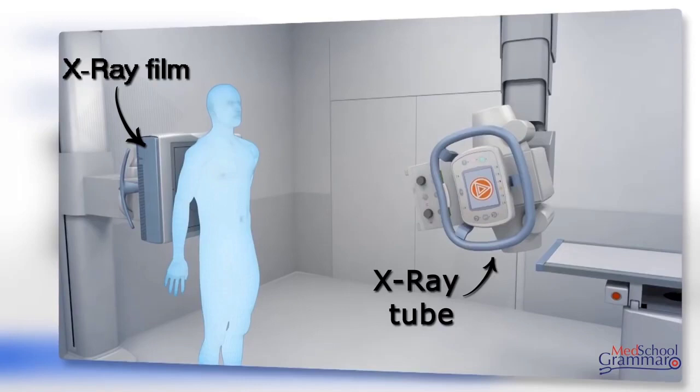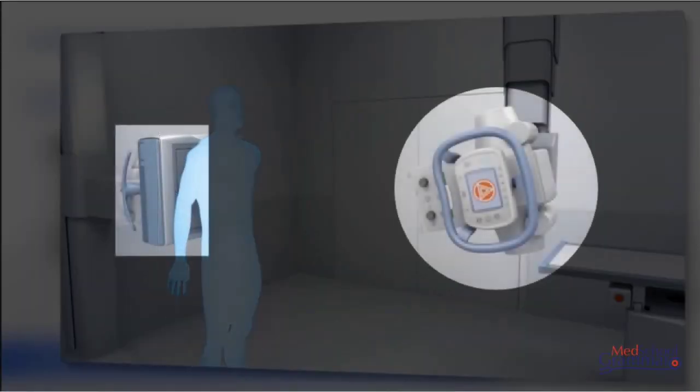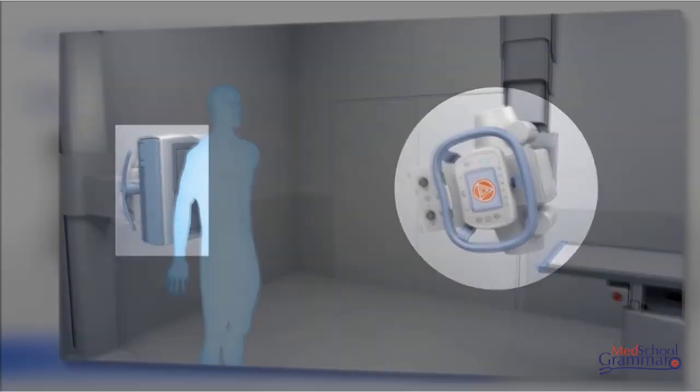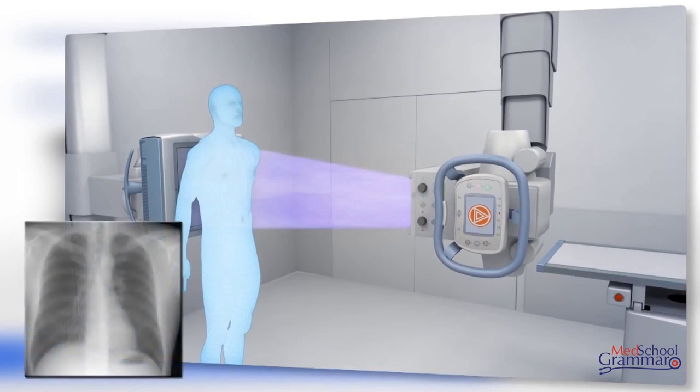So how is an X-ray produced? The subject is placed between the X-ray tube on one side and the X-ray film on the other side while the X-rays pass through its body. While these X-rays pass through the patient's body, the different tissues in the body block it to varying degrees. When the X-ray emerges from the body, it strikes the X-ray film, thus creating your X-ray, your radiograph.